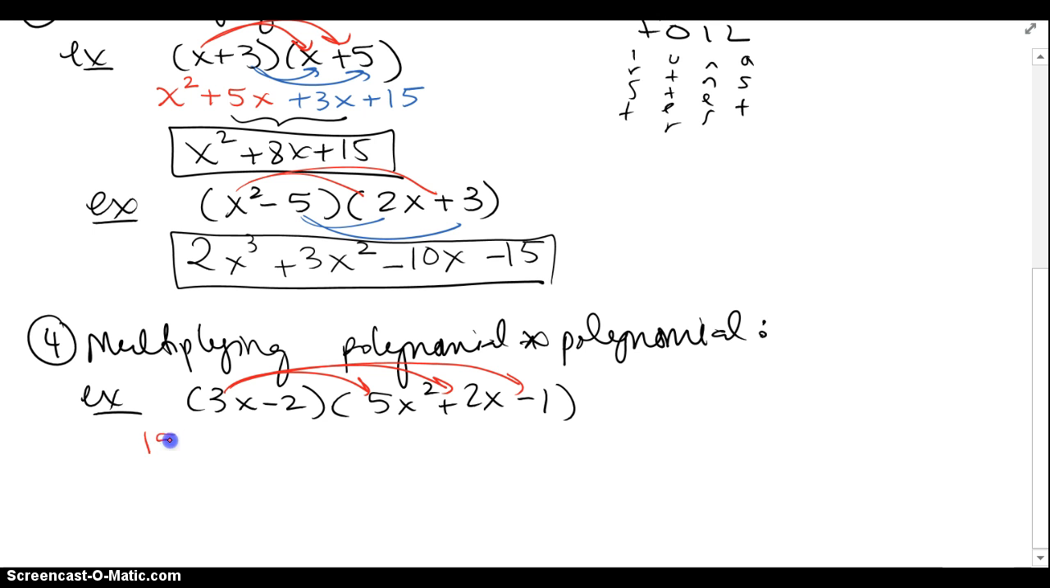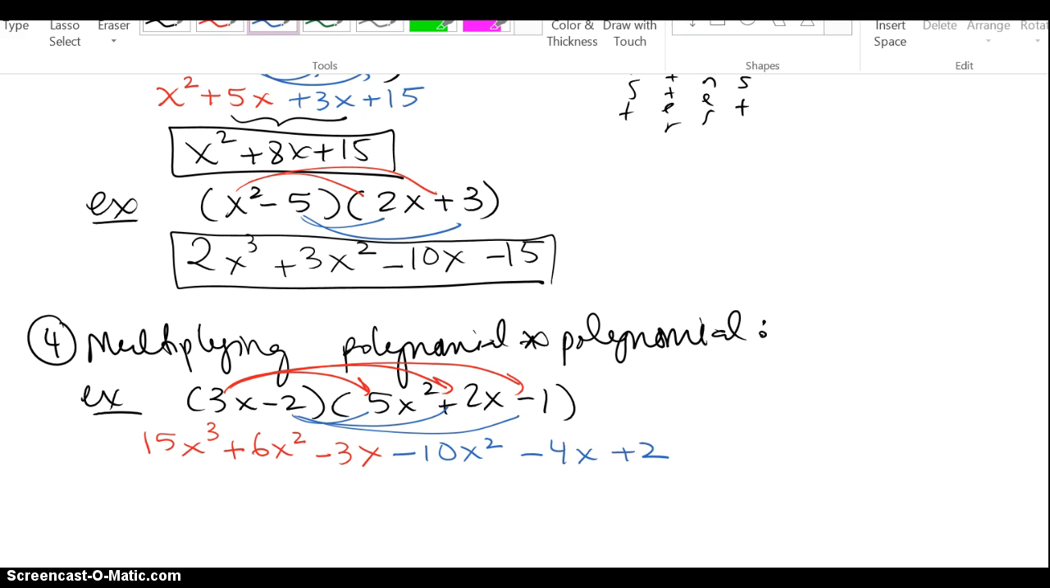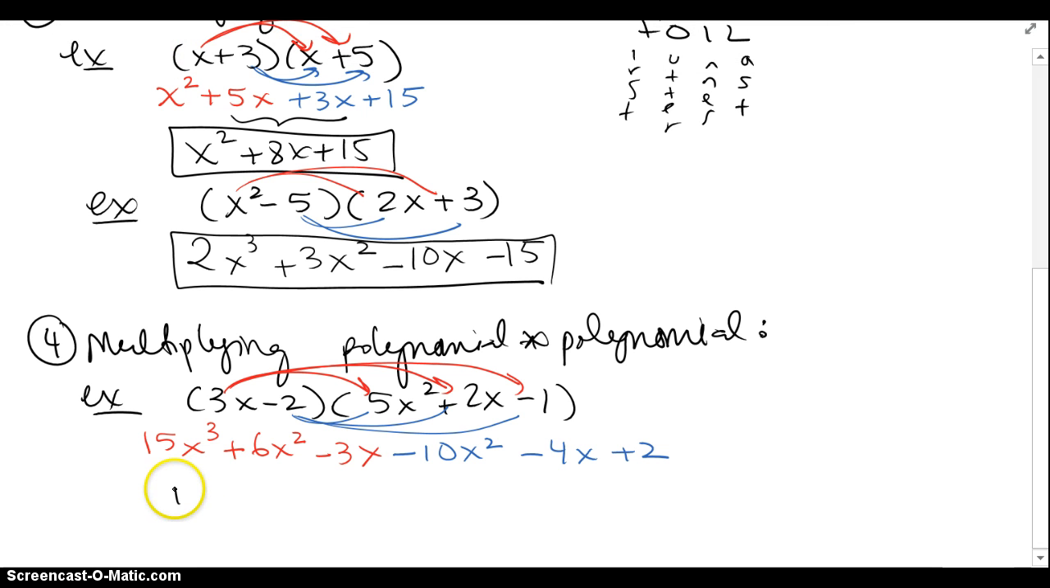That's going to be 15x to the third plus 6x squared minus 3x. And then I do the exact same thing with the second term, which gets multiplied with all of them. That's minus 10x squared minus 4x and a positive 2. Then from here on, I just combine like terms. So 15x cubed is by itself.